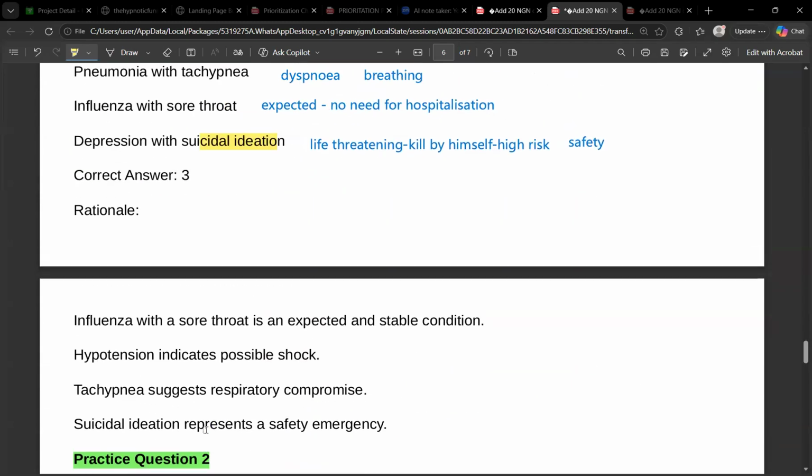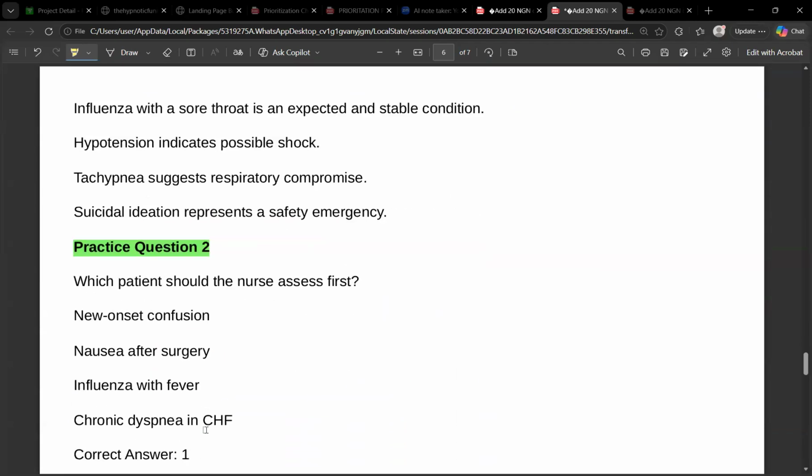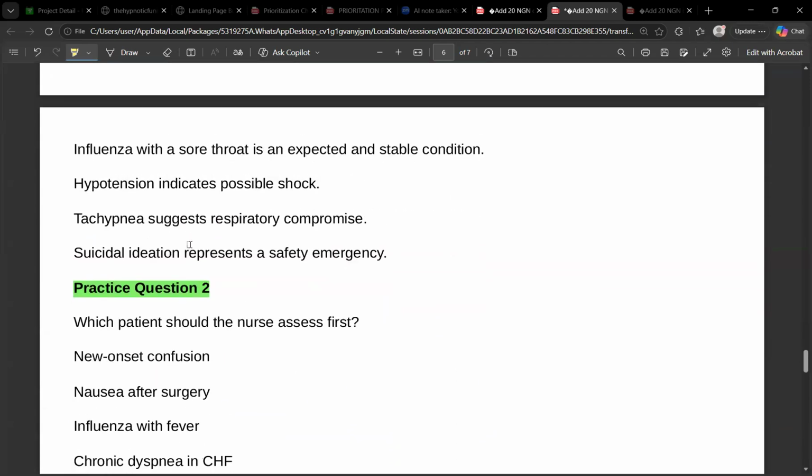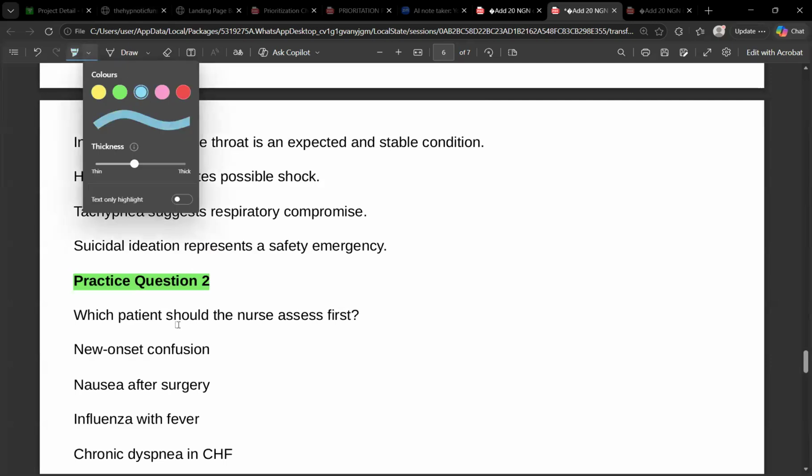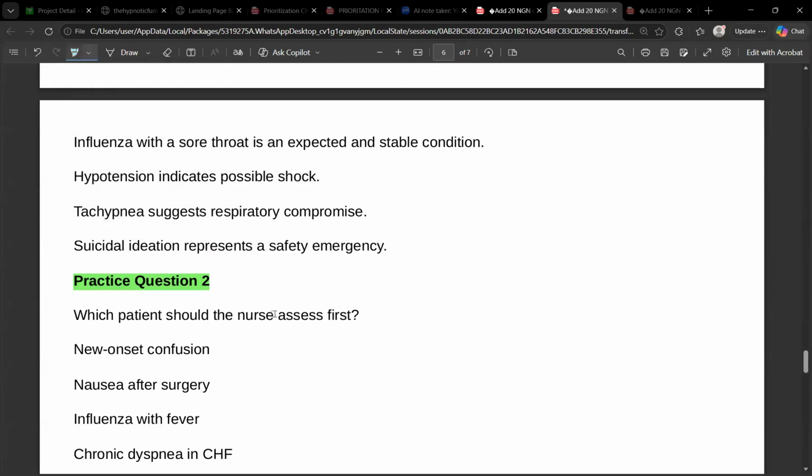And also see this answer, Ashwini should tell me the answer. Here the question is, which patient should the nurse assess first? New onset confusion, nausea after surgery, influenza with fever, chronic dyspnea in congestive heart failure. New onset of confusion. What does it indicate? New onset of confusion.